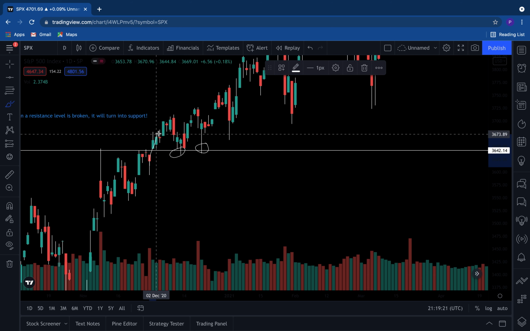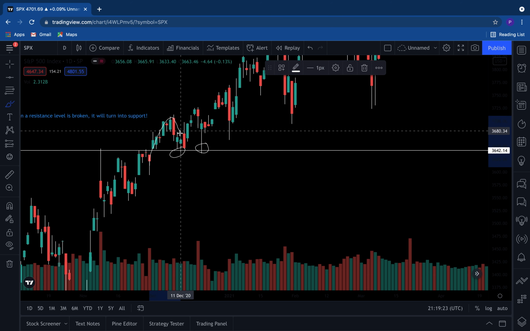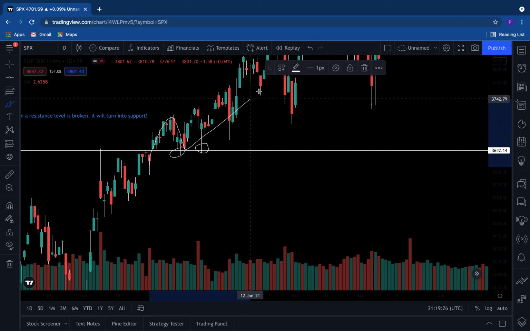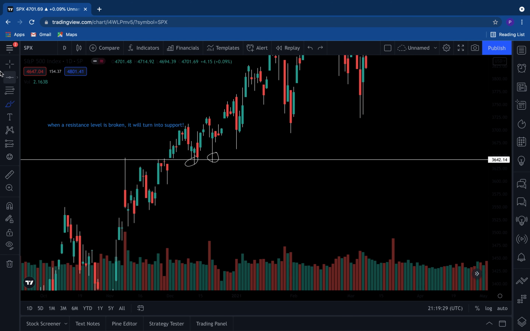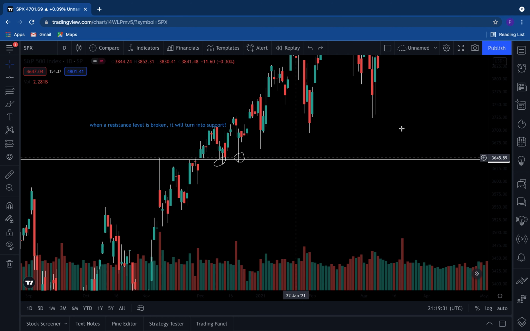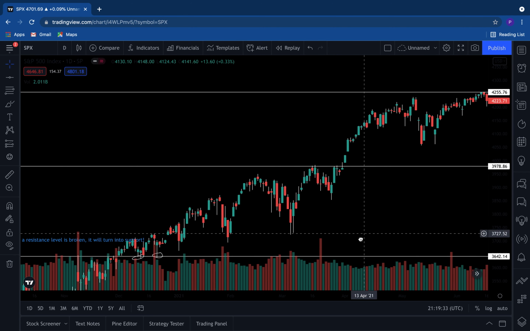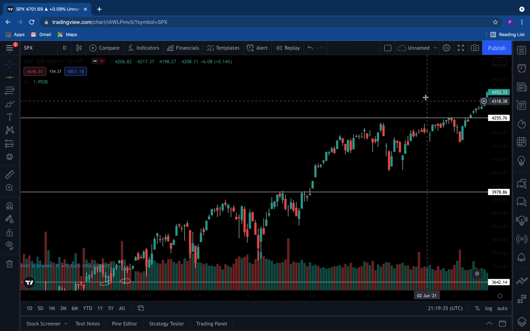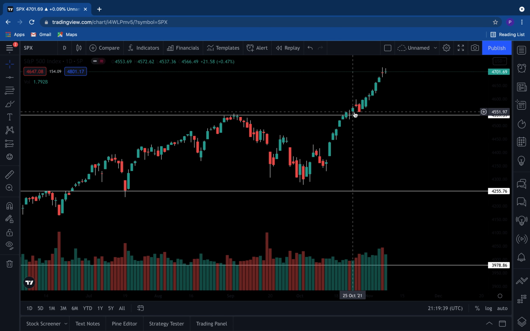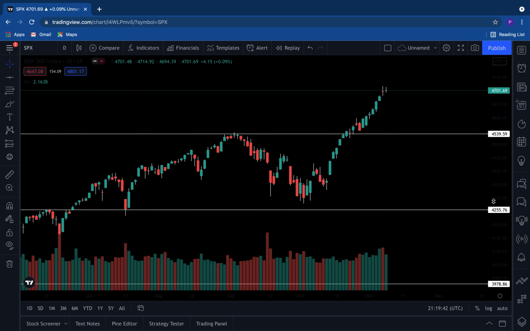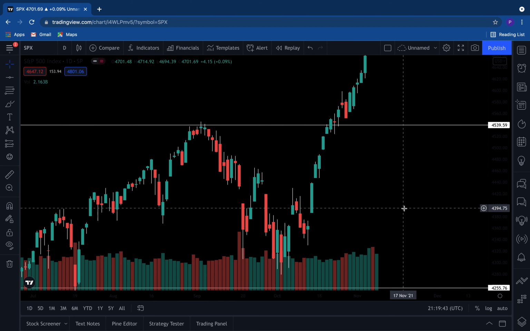Once buyers broke above, we retested that level to push higher, right? That's a retest, okay? That's an example of a retest, right? Here's another example. This actually happened previously on October 29th. Here's another example, okay?